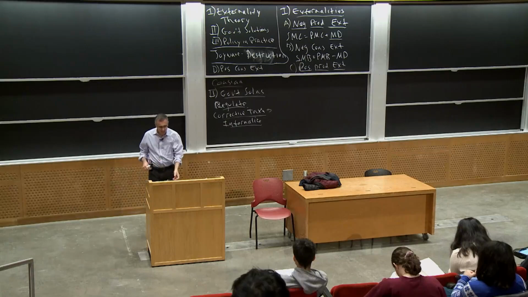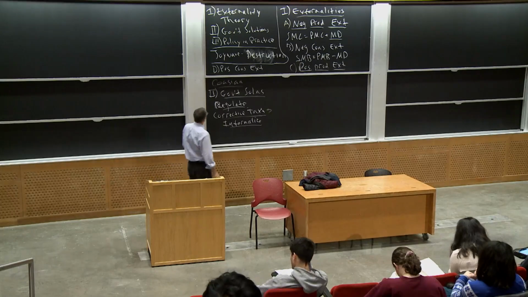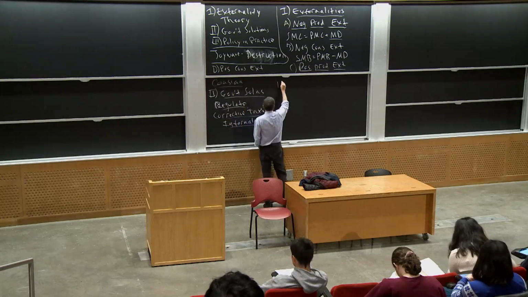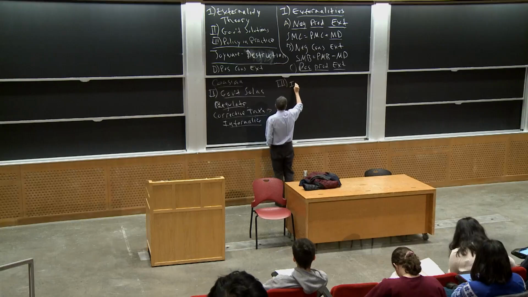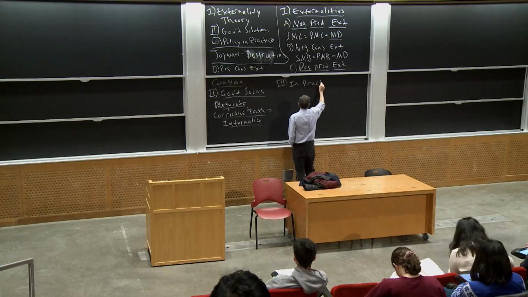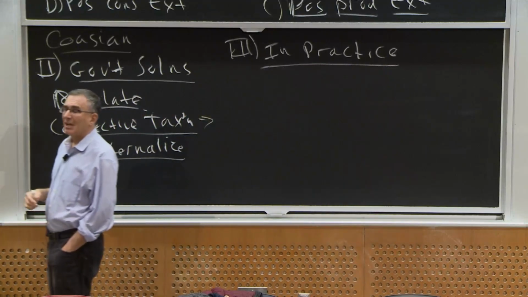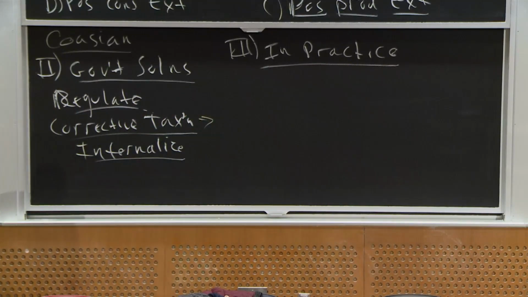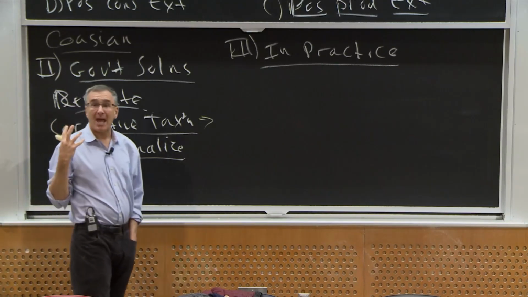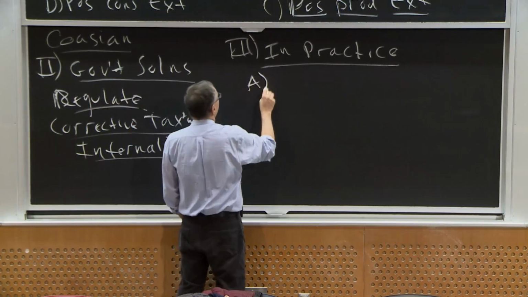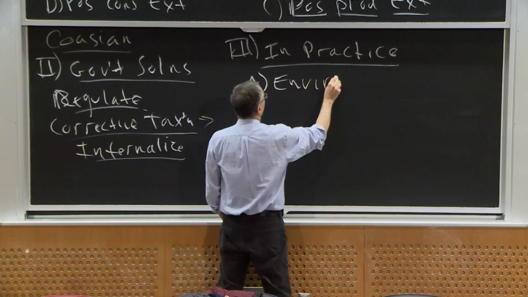Okay, now let's talk about government policy in practice. Let's talk about what the government does in practice. Because this is one of the most important things the government does, is regulate and address externalities. And let's talk about the two biggest sources of negative externalities that we have. The first is environmental externalities.